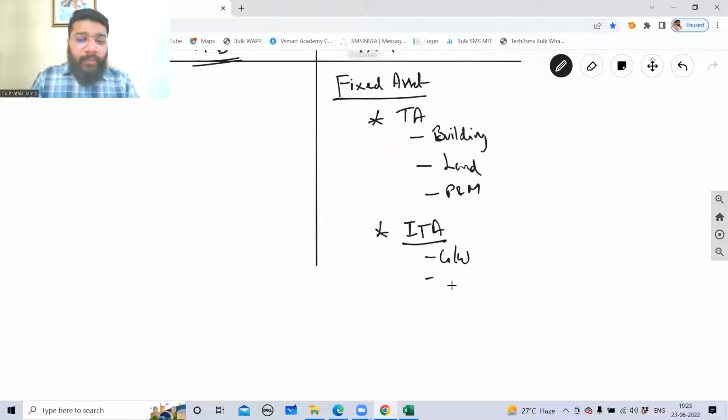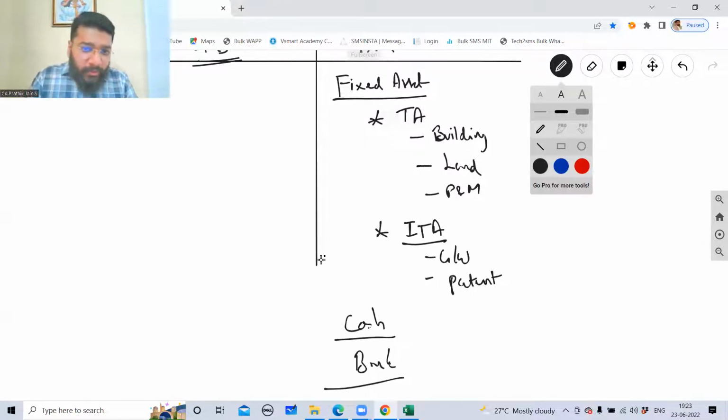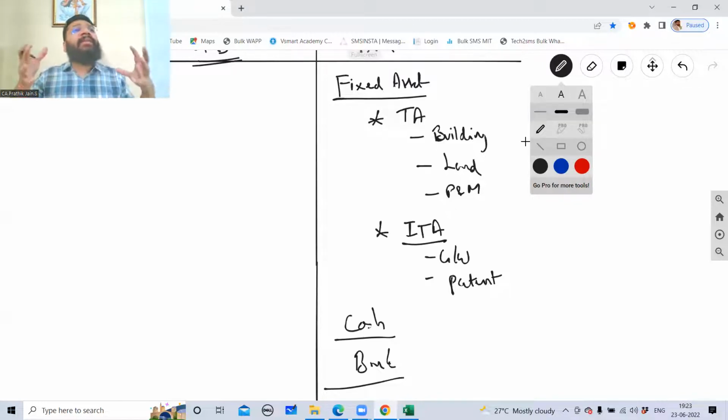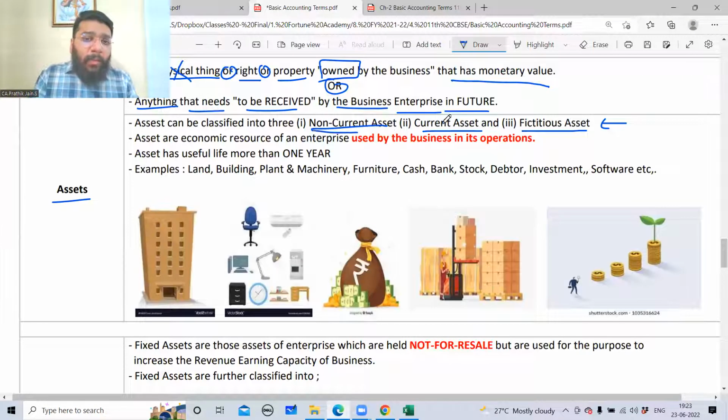Goodwill, patent, trademarks, etc. Then you have another category called cash, bank, stock, debtor, etc. So here, in the sole proprietorship concern, there is no need to classify something as current, non-current, etc. I'll be discussing this later when I do the balance sheet part, or maybe there is some chapter in between where they'll ask you to do a balance sheet in this format, just for example purposes. That time I would discuss what it is.